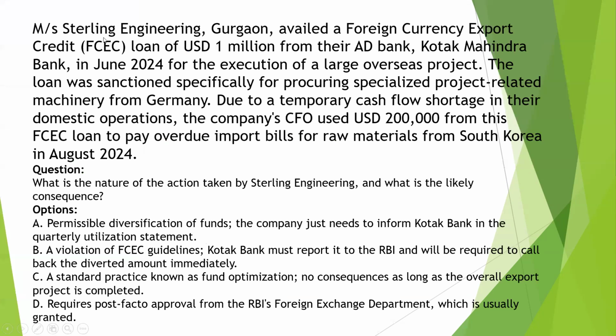M/s Sterling Engineering, Gurgaon availed a foreign currency export credit for $1 million from their AD Bank, and that AD Bank is Kotak Mahindra Bank, in June 2024. For the execution of a large overseas project, the loan was sanctioned especially for procuring specialized project related machinery from Germany. Due to a temporary cash flow shortage in their domestic operation, the company's CFO used 2 lakh USD from this FCEC loan to pay overdue import bills for raw material from South Korea in August 24. So what is the nature of the action taken by Sterling Engineering and what is the likely consequence?